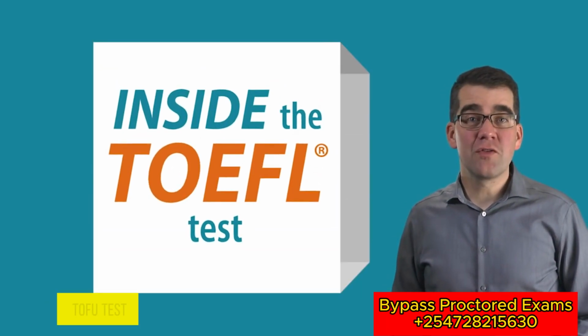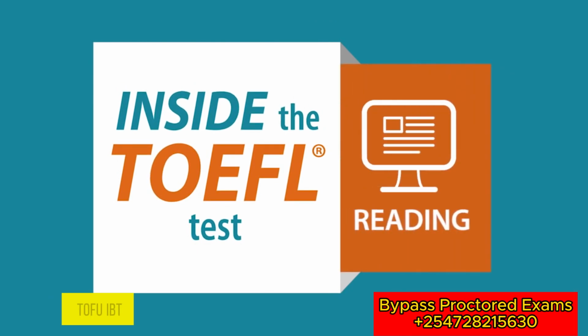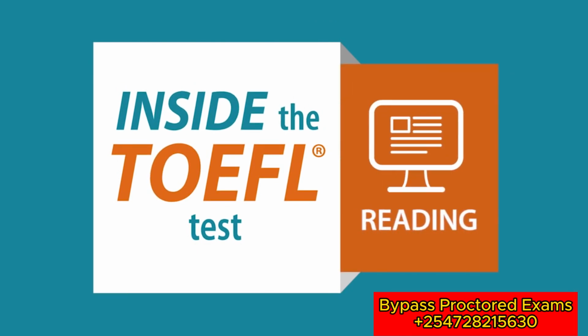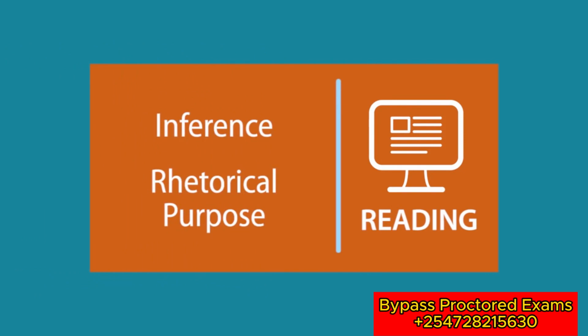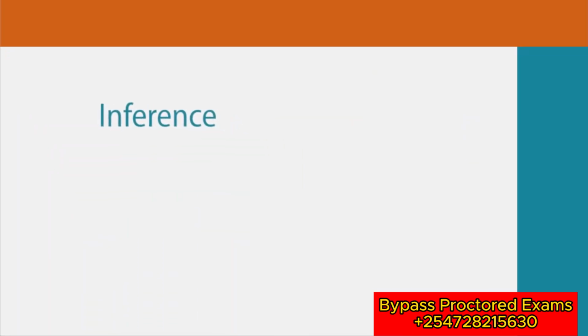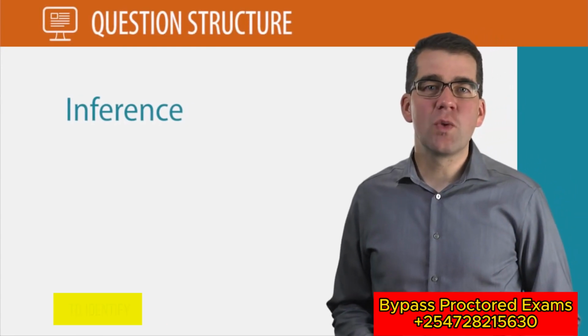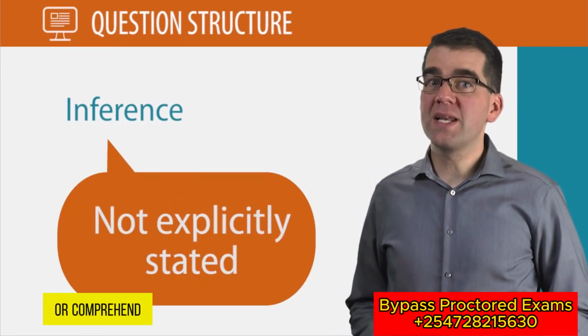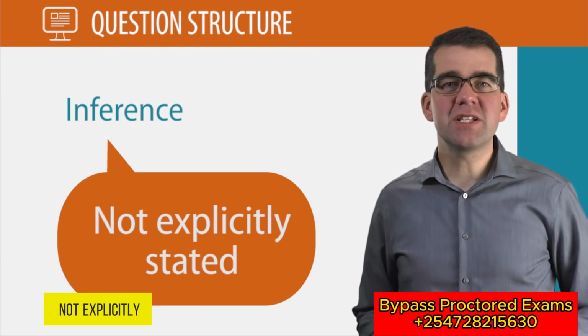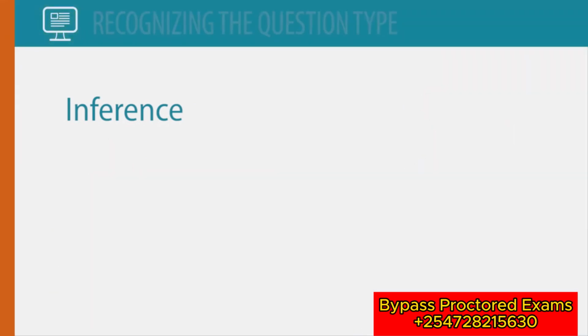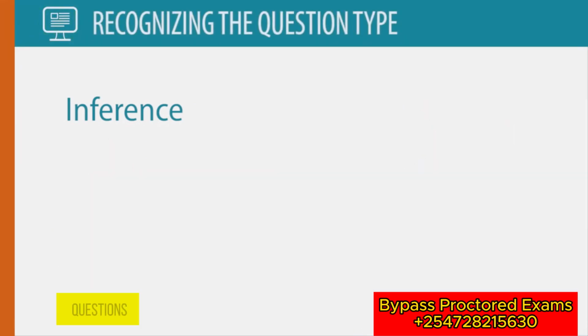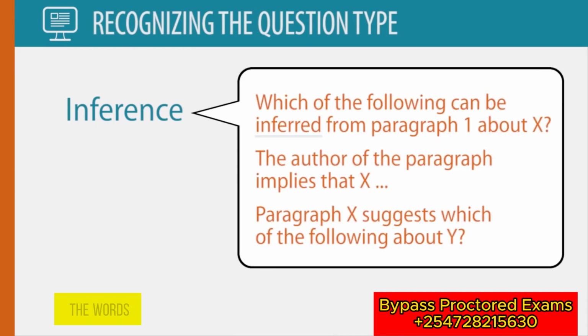Today on Inside the TOEFL Test, we're going inside the TOEFL iBT reading section, specifically the inference and rhetorical purpose questions. Inference questions ask you to identify information or comprehend an idea that is not explicitly stated in the reading passage. You can recognize inference questions because they usually include the words infer, imply, or suggest, like in these examples.